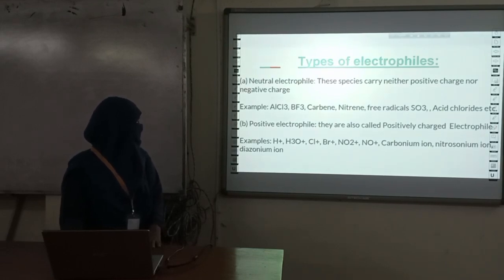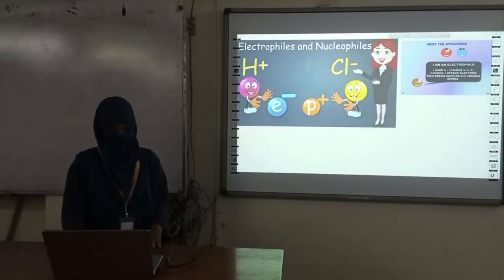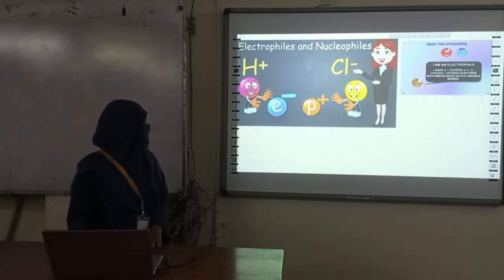Some examples of positive electrophile: hydrogen ion, hydronium ion, chloride ion, bromide ion, carbonium ion, nitrosonium ion, and diazonium ion. Here we see a picture of electrophiles and nucleophiles.